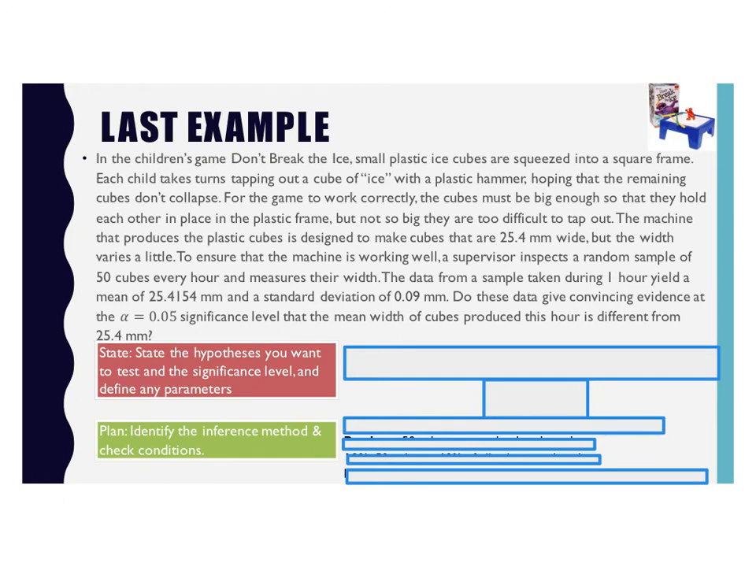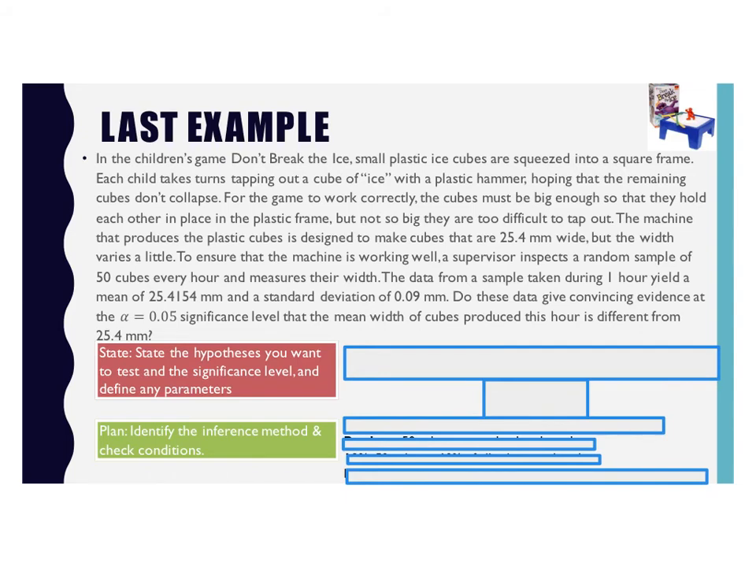For our next example, we're in the children's game, Don't Break the Ice. Small plastic cubes are squeezed into a square frame. Each child takes turns tapping out a cube of, quote, ice with the plastic hammer, hoping that the remaining cubes do not collapse. For the game to work correctly, the cubes must be big enough so that they hold each other in place in the plastic frame, but not so big they are too difficult to tap out.